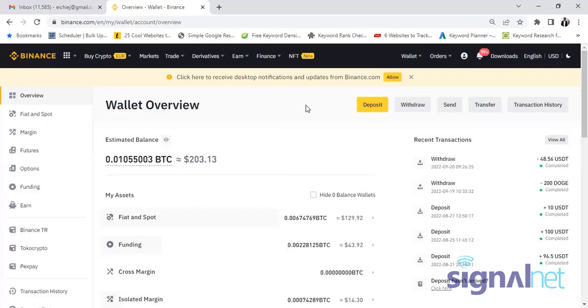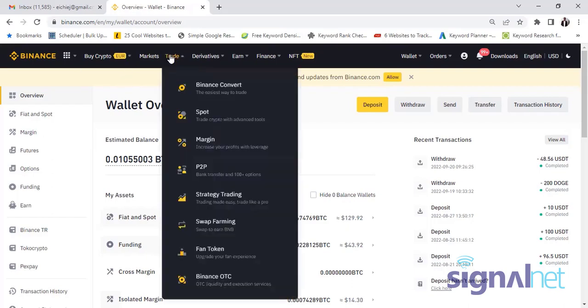So the first thing is, of course, you log into your Binance app. Now, the area that has to do with trading cryptocurrency is this area that you see, trade. Please, I want to know that we are following.